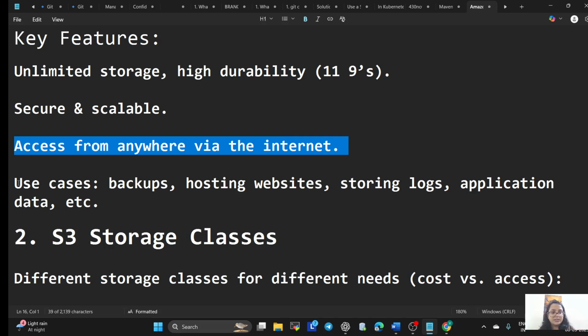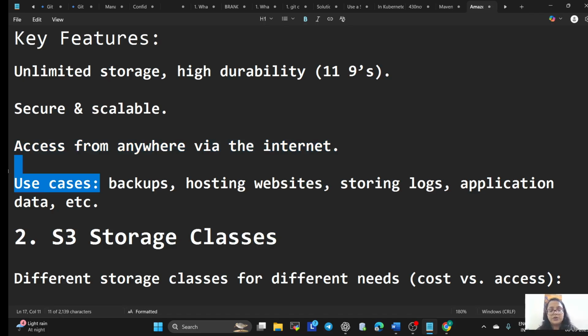And what are the use cases? Why do we exactly use S3? Because many people ask, okay, Varsha, you explained this much storage, but why do we actually use it? What's the reason? Because if we have a laptop and can store there only, then what's the need of paying extra charges to AWS?